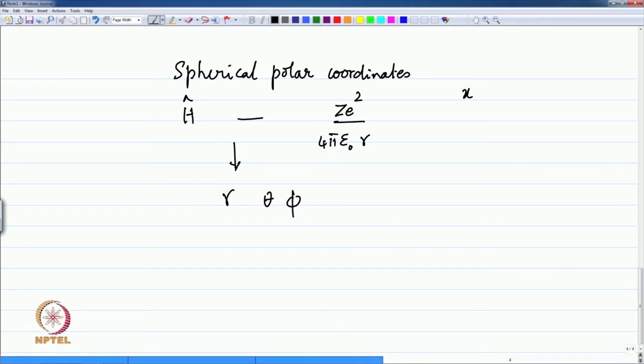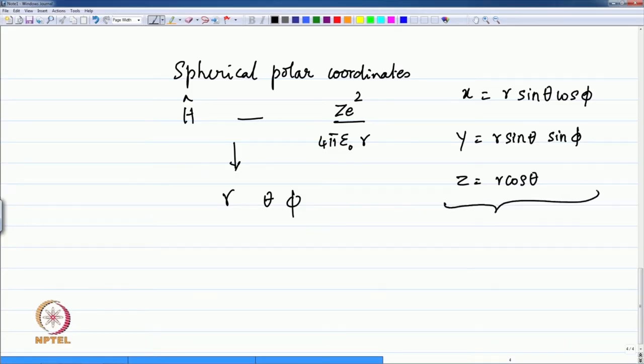The standard relations for these are x is equal to r sin theta cos phi, and y is r sin theta sin phi, and z is r cos theta.